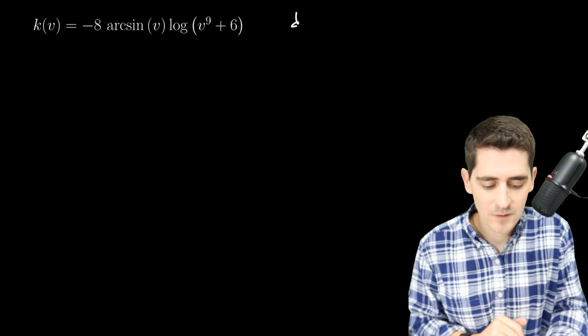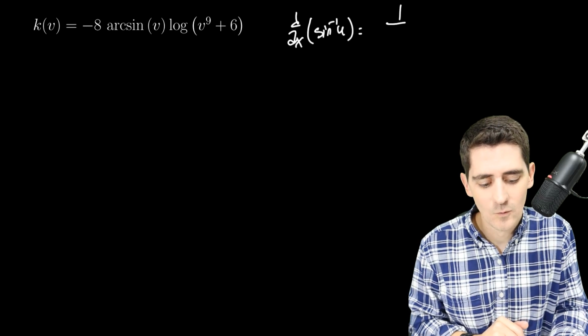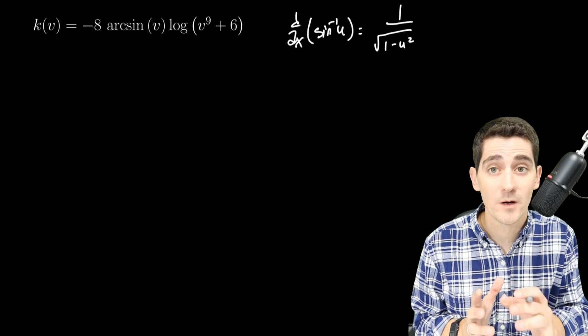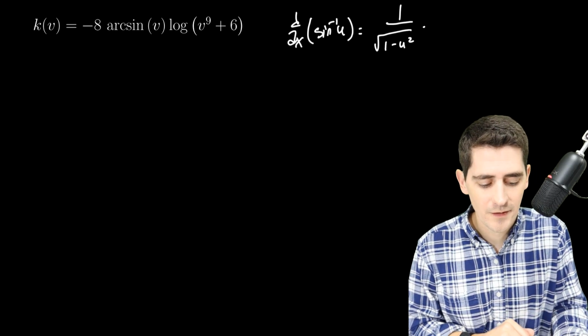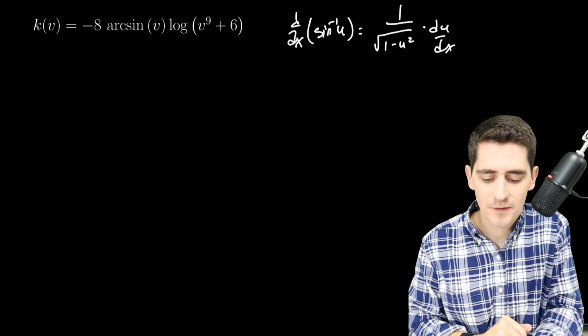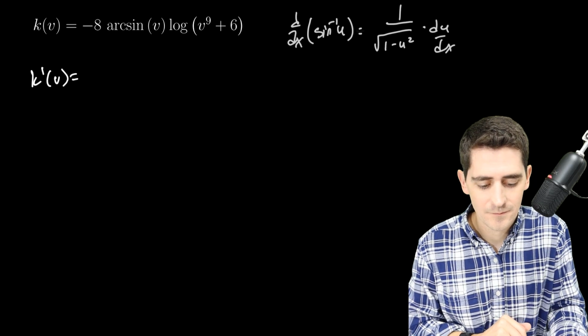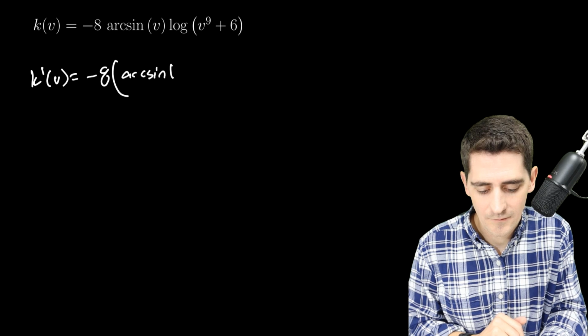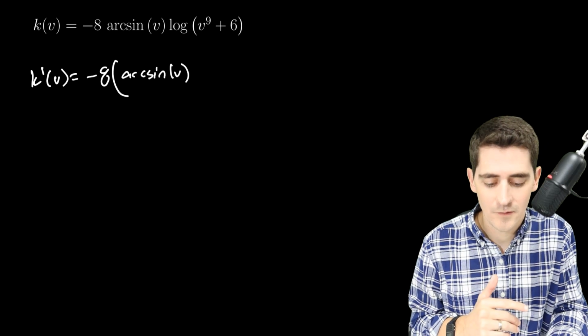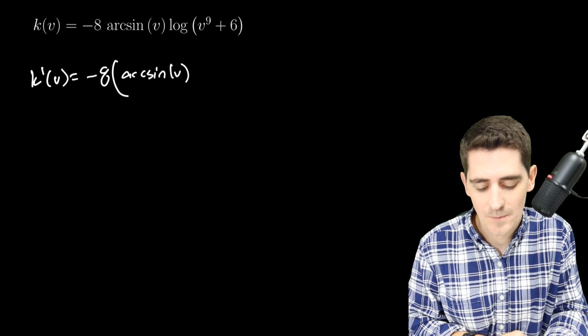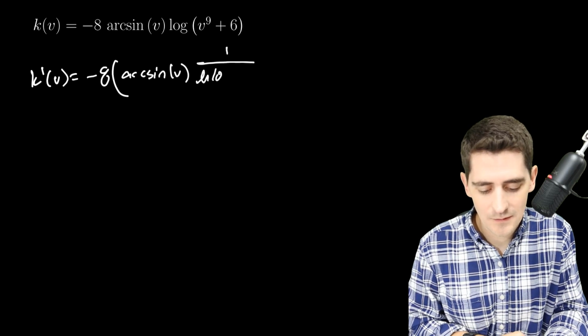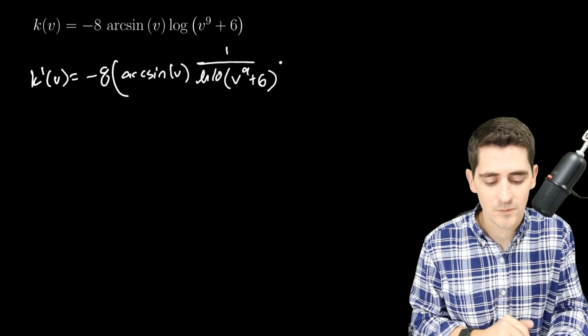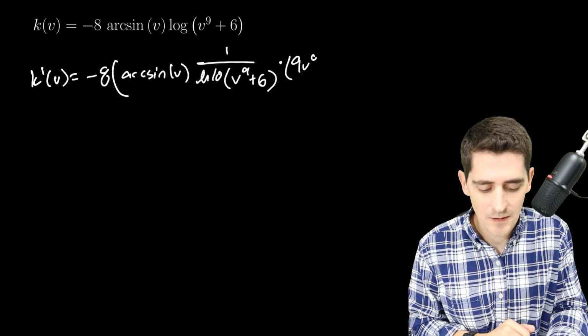Okay, we're moving on. K of v, this time we have an arc sine. The derivative of arc sine is going to be 1 over the square root of 1 minus u squared. Chain rule says times du dx. So this time, if I have the derivative here, I'm going to have to use product rule. It's going to be negative 8 times the first, which is arc sine v, times the derivative of log of v to the 9th plus 6. So that's going to be 1 over ln 10 times (v to the 9th plus 6) times the derivative of v to the 9th plus 6, because of chain rule, 9v to the 8th.